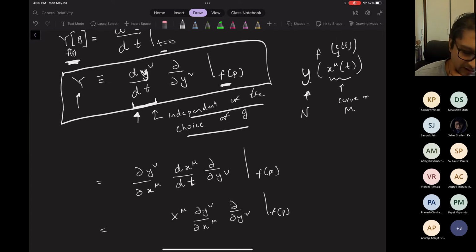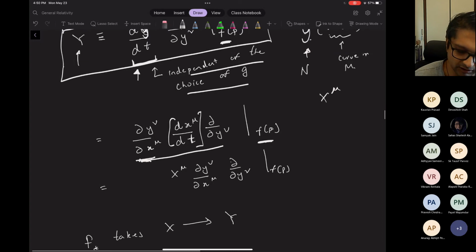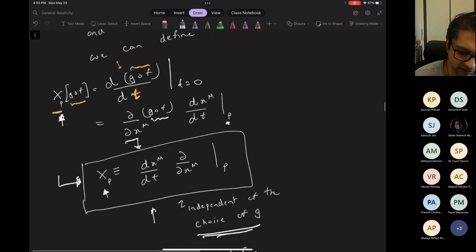So what we can do is apply the chain rule. dy by dt can be written as partial y nu by partial x mu times dx mu by dt, again evaluated at the point F of P. These dx mu by dt are nothing but the coefficients X mu of the vector that we defined at the point P.